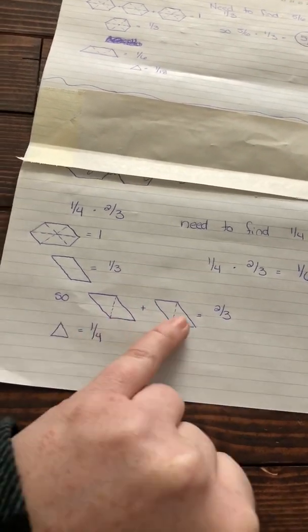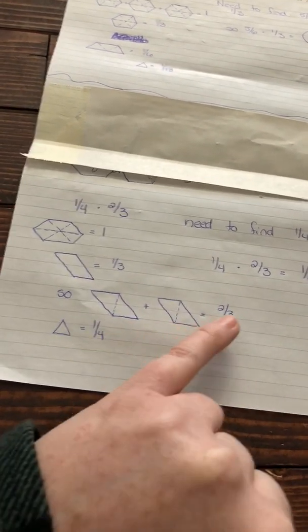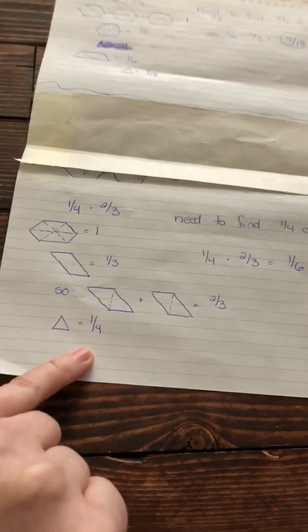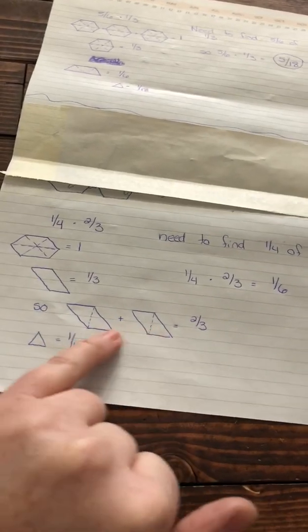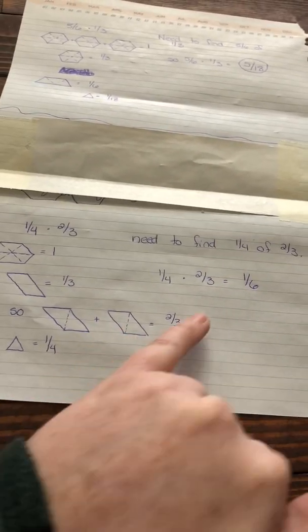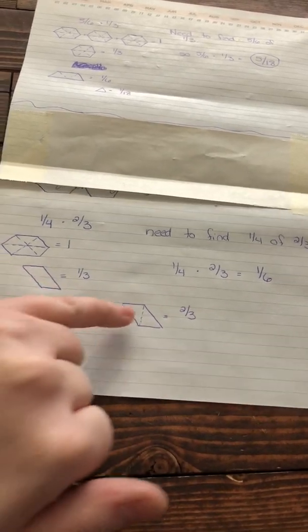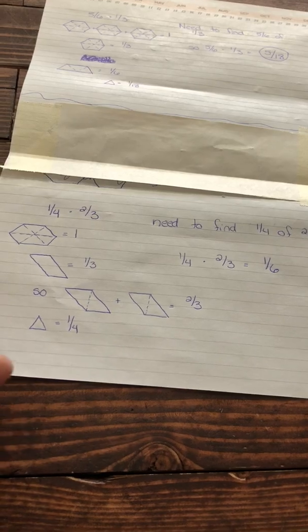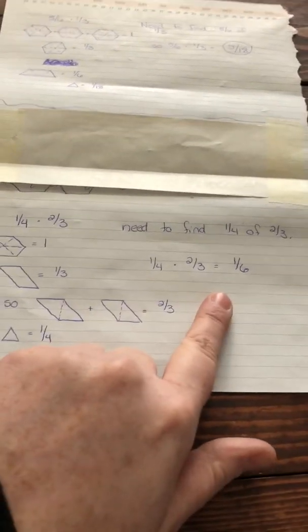So I divided them into triangles. So there's 2 triangles here and 2 triangles there. So 4 triangles total in 2/3. This shows the triangle equals 1/4. So 1/4 of 2/3, this is 2/3, equals 1/6, because 1/4 part of the 2/3 would be 1 triangle, and there's 6 triangles in 1 whole, so that's where we get our 1/6.